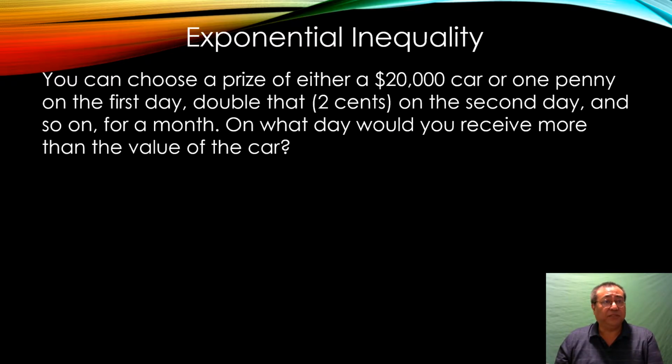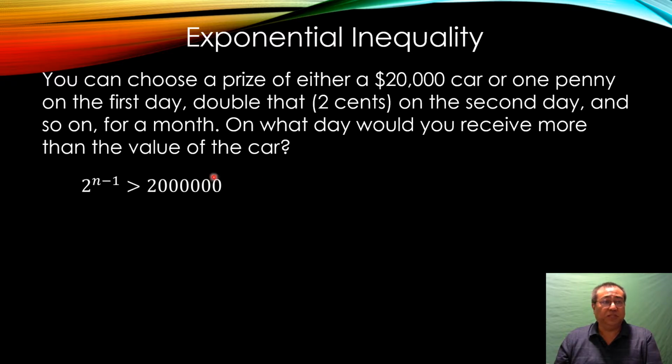All right. That's it. Exponential inequality. I know we've done some inequalities before, but these aren't as bad as those. Here, you can choose a prize of either a $20,000 car or 1 penny on the first day, and you double that on the second day, and so on and so forth for a month. On what day would you receive more than the value of the car?